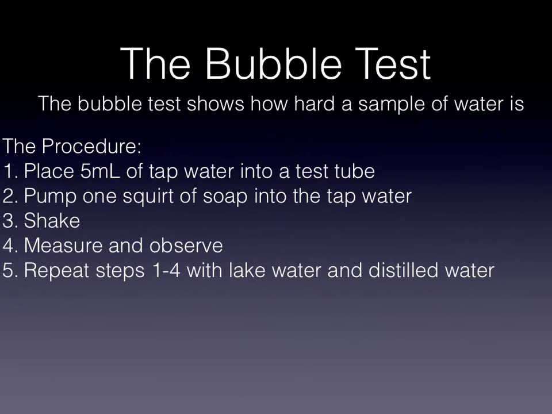The bubble test shows how hard a sample of water is. The procedure. First, place 5 milliliters of tap water into a test tube. Second, pump 1 squirt of soap into the tap water. Third, shake. Fourth, measure the amount of bubbles and observe. For step 5, repeat steps 1 through 4 with lake water and distilled water.